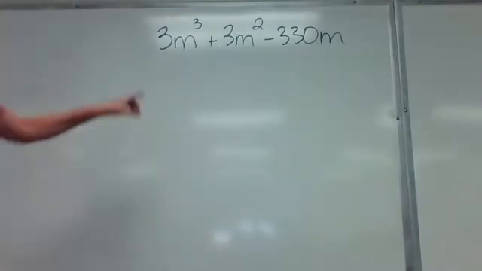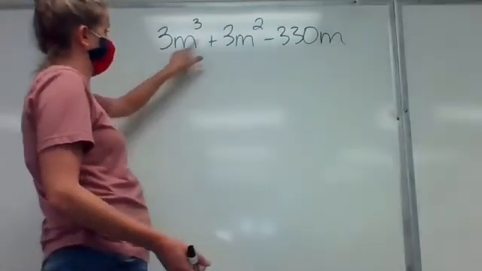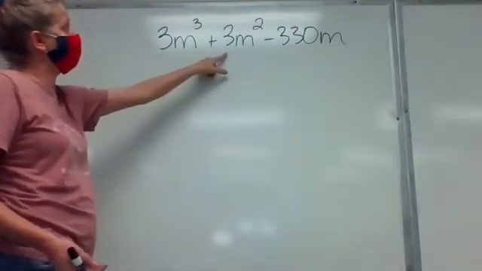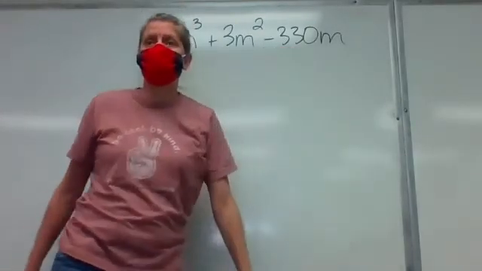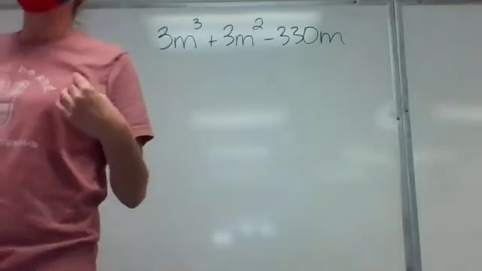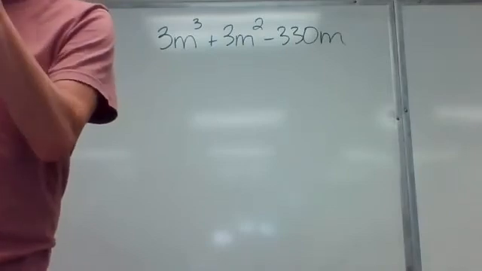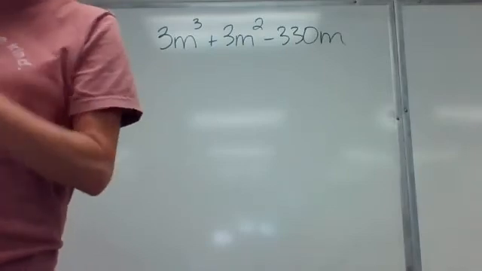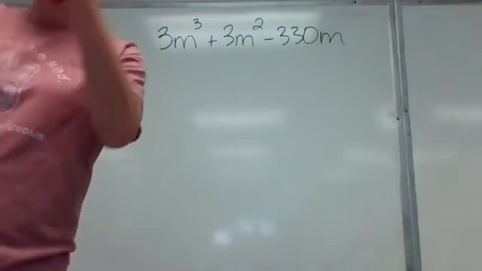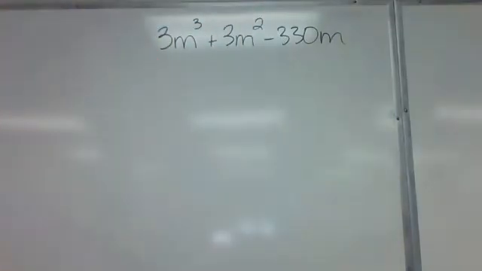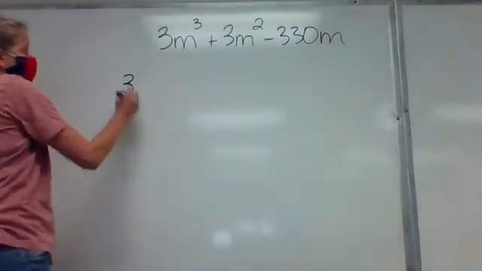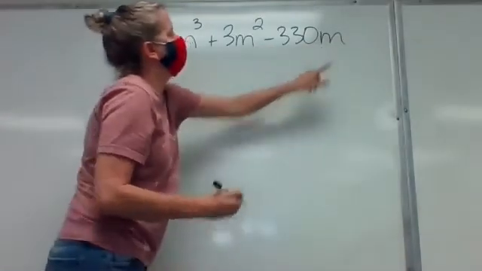Now, what about the numbers? Let's see. 3 goes into 3 and 3. So I know it goes into both of those. Does 3 also go into 330? If you're not sure, divide 330 by 3 in your calculator, and it's going to give you a whole number, and not a decimal, which means 3 goes into all of them. Right. Which means you have to pull 3M out.